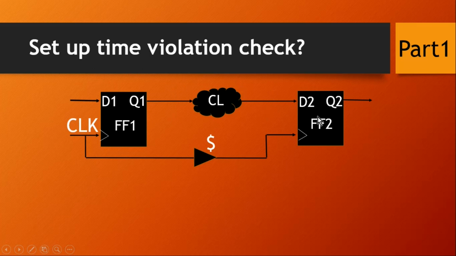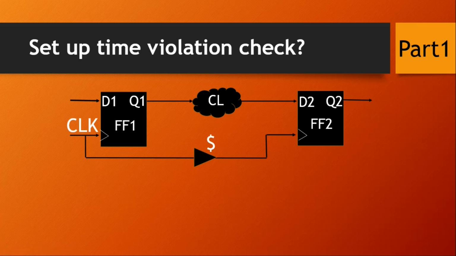For the correct functionality of this particular path, if flip-flop 1 is throwing some data on the nth active edge of the clock, it must be captured by flip-flop 2 on the n plus 1 active edge of the clock. It must not be captured on the same edge, or on n plus 2, n plus 3 and so on. With the help of setup time check and hold time check, we ensure this functionality only. I mean to say, we ensure that if flip-flop 1 is throwing some data on the nth active edge of the clock, it must be captured on the n plus 1 active edge of the clock.